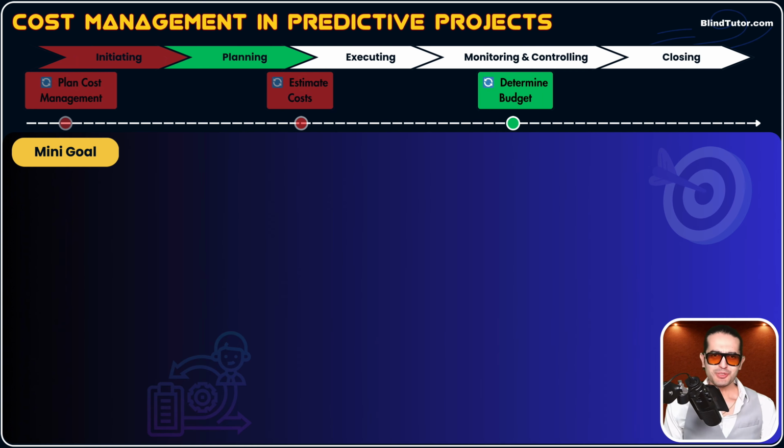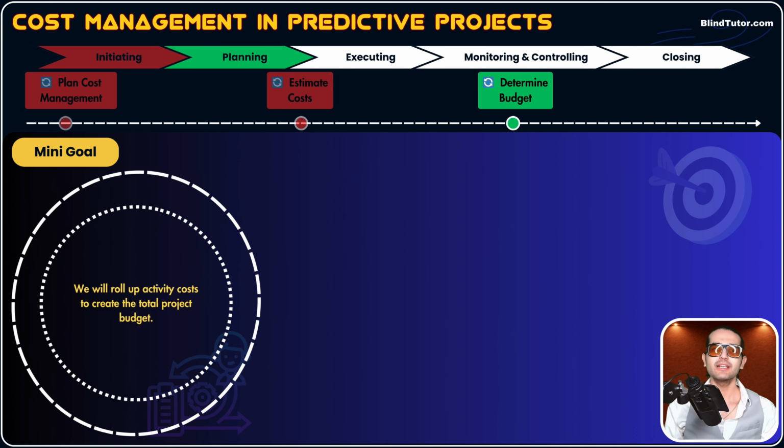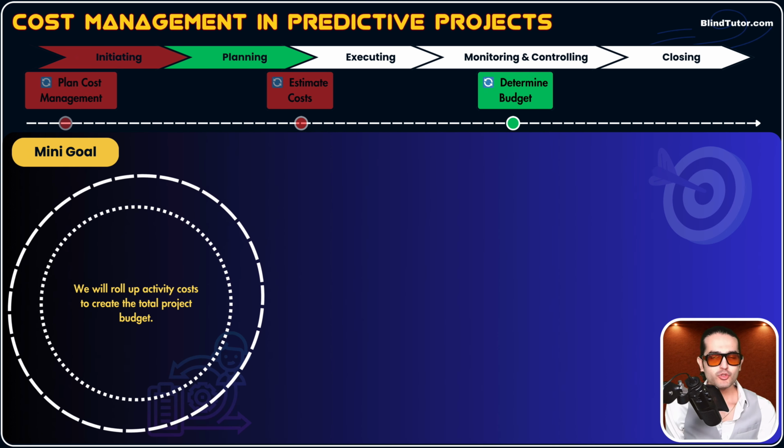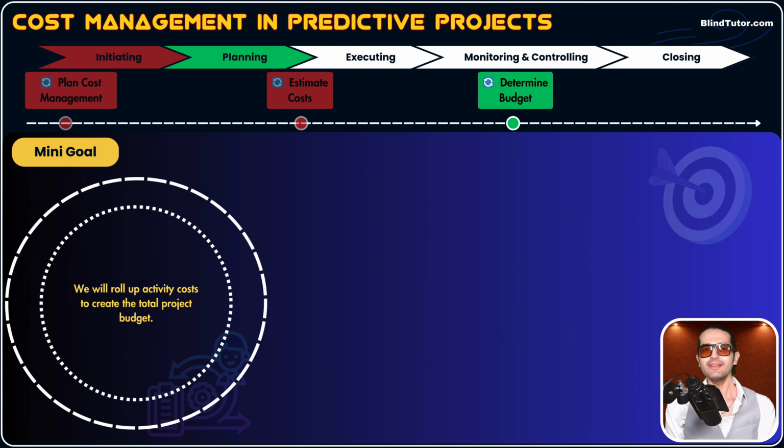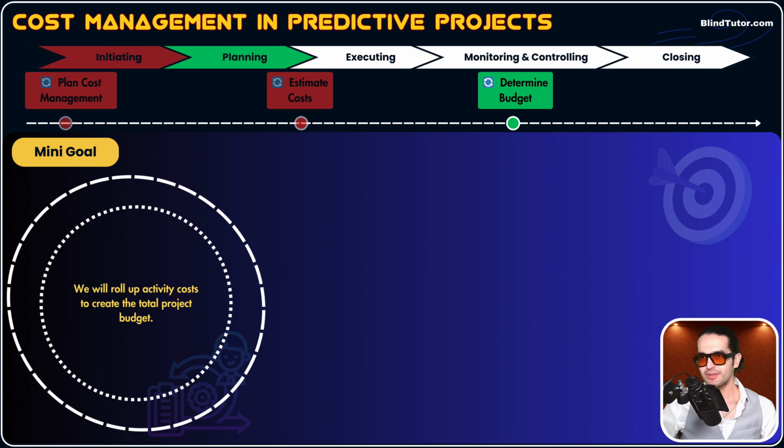Okay, so we have different pieces of our puzzle, our cost puzzle. Let's put all pieces together. Let's aggregate all costs, all activity costs, and add some extra costs like management reserve and come up with the project's budget. Okay, this is exactly what we're gonna do in this process.